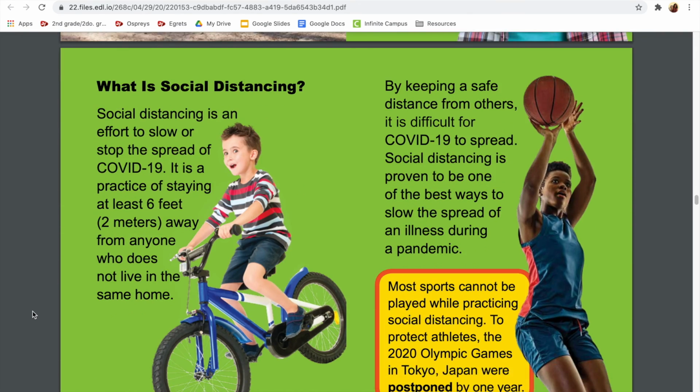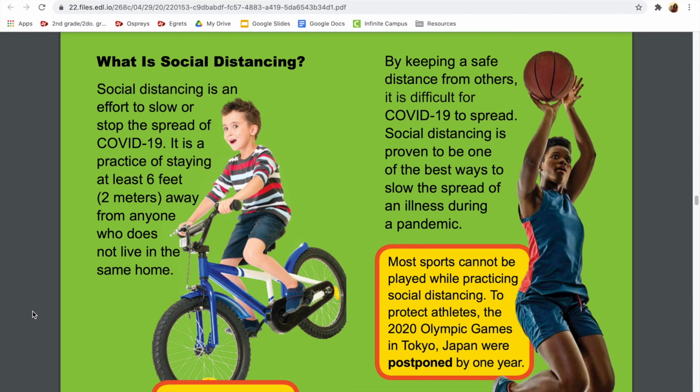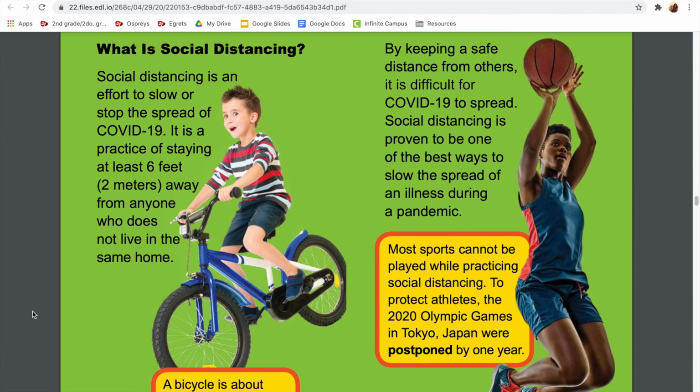And if you don't know, what is social distancing? Social distancing is an effort to slow or stop the spread of COVID-19. It is a practice of staying at least 6 feet away from anyone who does not live in the same home. By keeping a safe distance from others, it is difficult for COVID-19 to spread. Social distancing is proven to be one of the best ways to slow the spread of an illness during a pandemic.